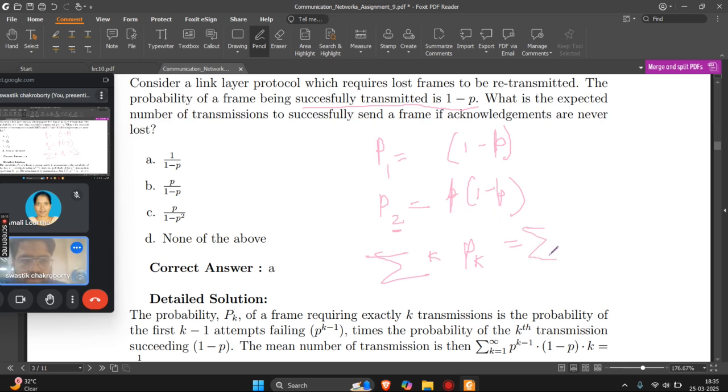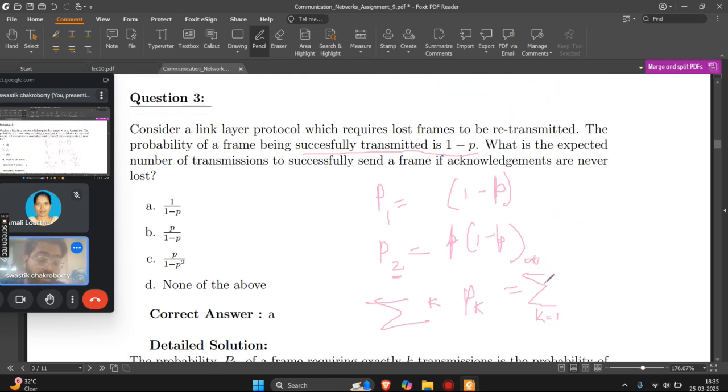Summation k equal to 1 to infinity, since there is no limit on retransmissions. So this is just k into pk. If you see P3, what will be P3? P3 is p square into 1 minus p. So you just do like this. So ultimately what will be pk? Pk will be p to the power k minus 1 into 1 minus p. So it will be k p to the power k minus 1 into 1 minus p.